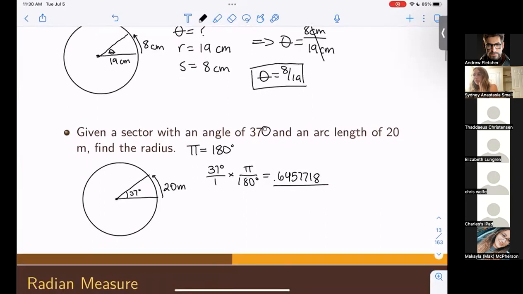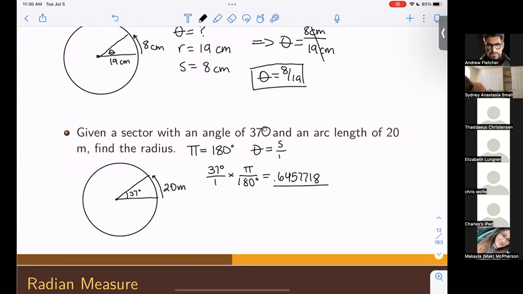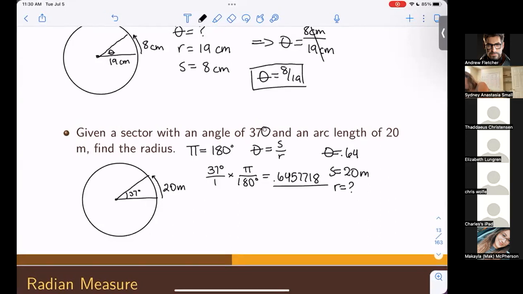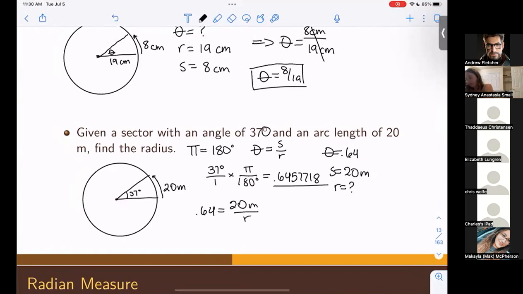And now that we have this, we need to find the radius. So we have the formula that theta is the arc length over R. So in this case, what do we know? We know that theta is equal to 0.64-ish, and we know that S is equal to 20 meters. We are solving for R. So let's plug this into our formula. So we have that 0.64 is equal to S, which is 20 meters, over R.